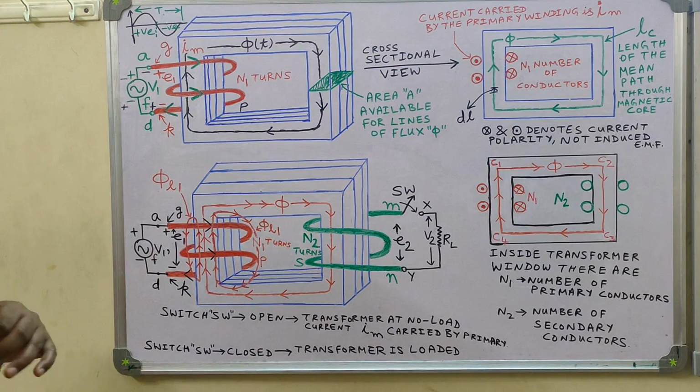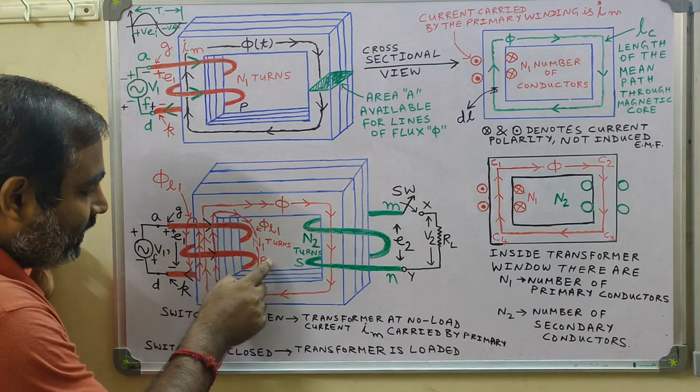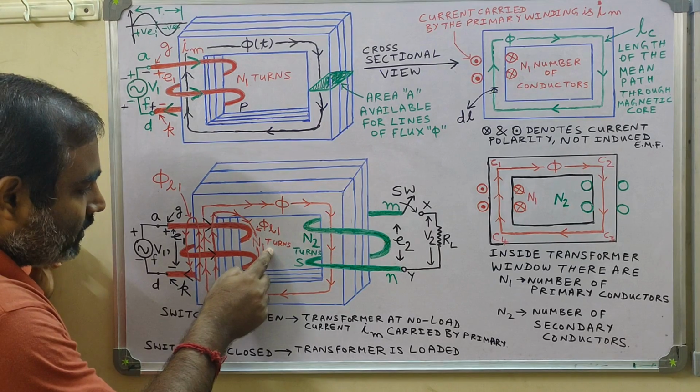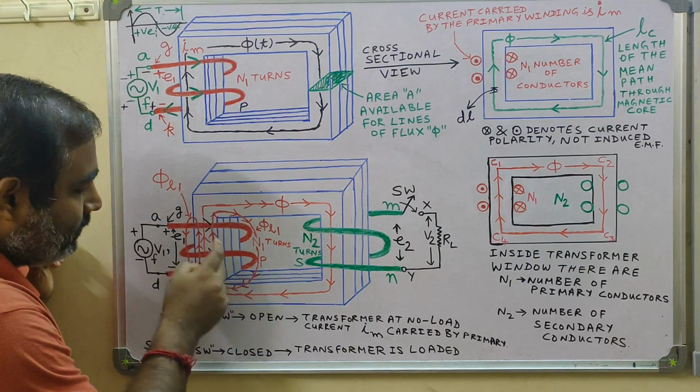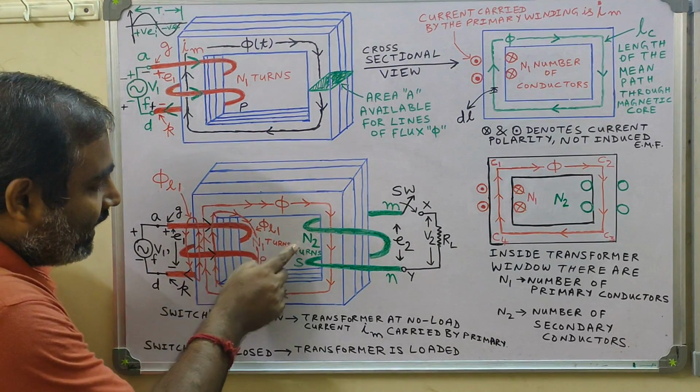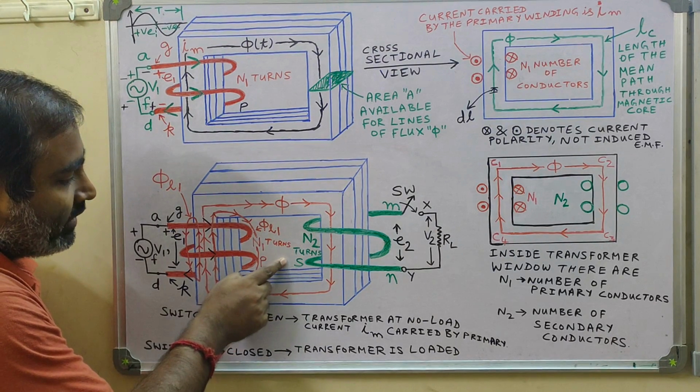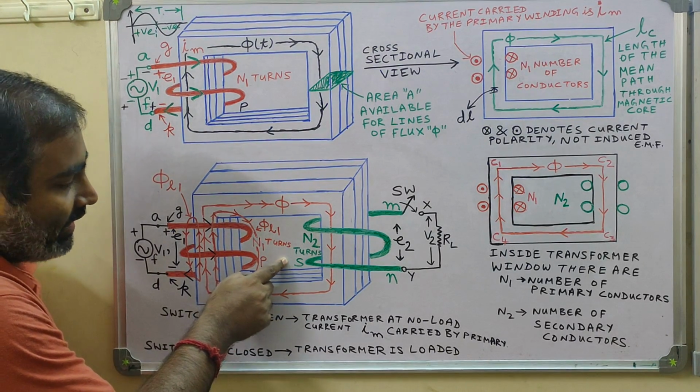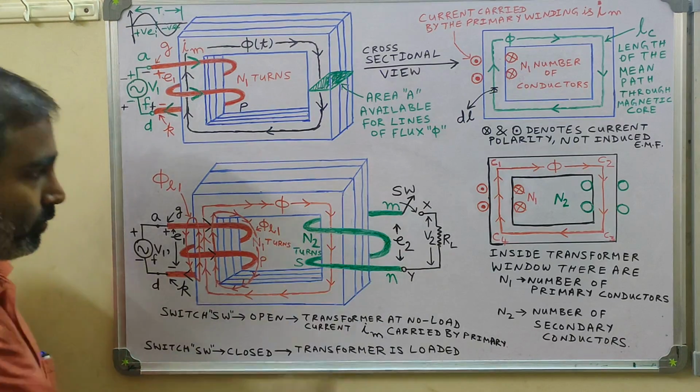So the primary winding is denoted by P and it is having N1 number of turns and it is wound across this limb. The secondary winding is having N2 number of turns and it is denoted by S for secondary, and it is wound across this limb of the transformer.